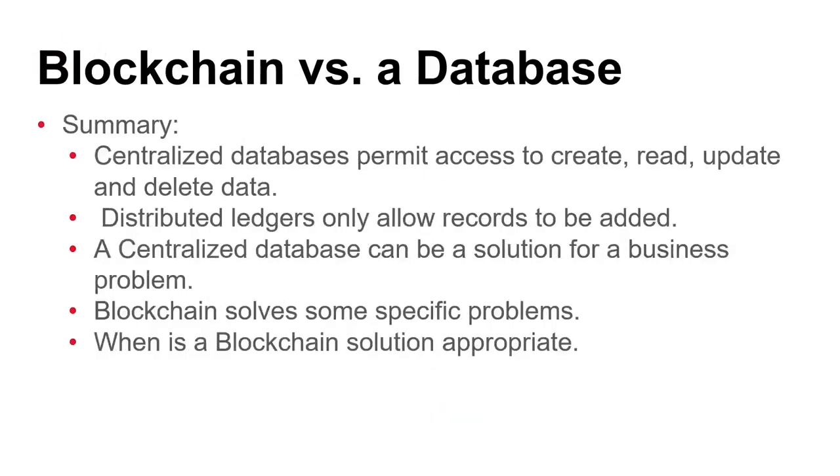So in summary here, some of the things that we discussed are centralized databases and how they permit us to create, read, update, and delete data. Distributed ledgers only allow us to append new records. And centralized databases can be built for a business solution. Blockchain solves some very specific problems. And we also talked about when a blockchain solution may be most appropriate.